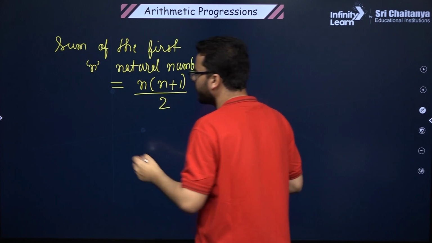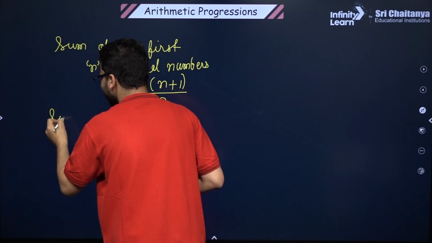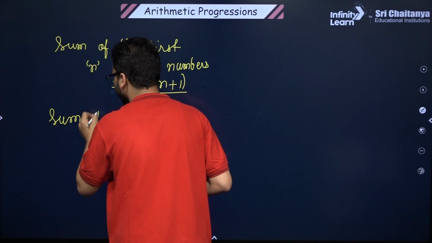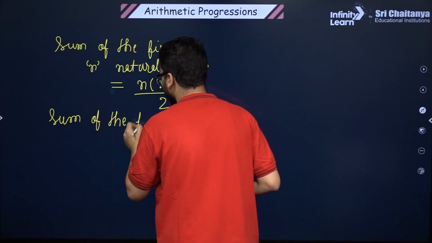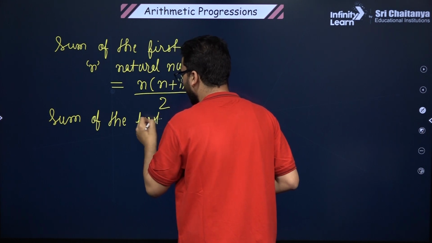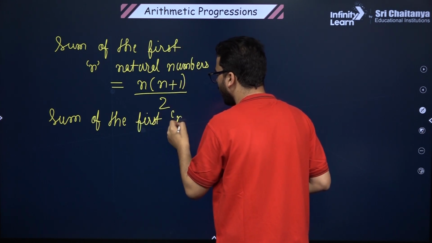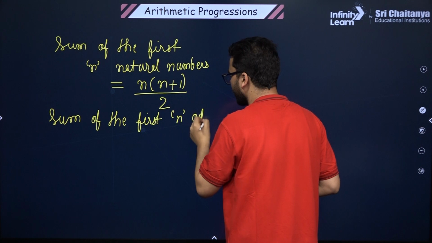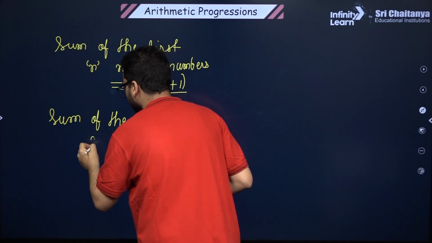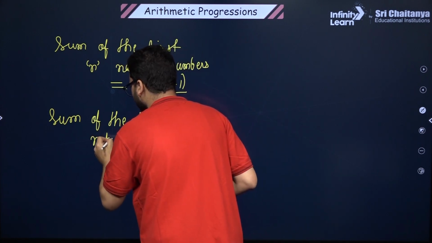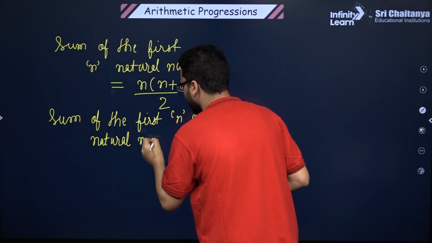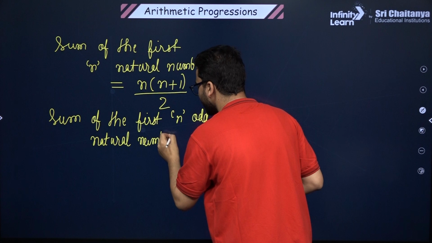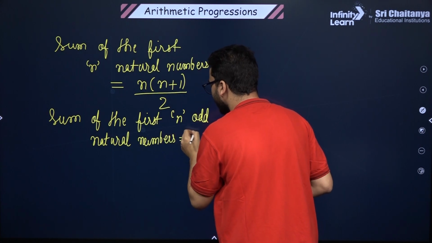Now there is one more formula which you must remember: sum of the first n odd natural numbers. That is equal to what, guys? That is equal to n square.